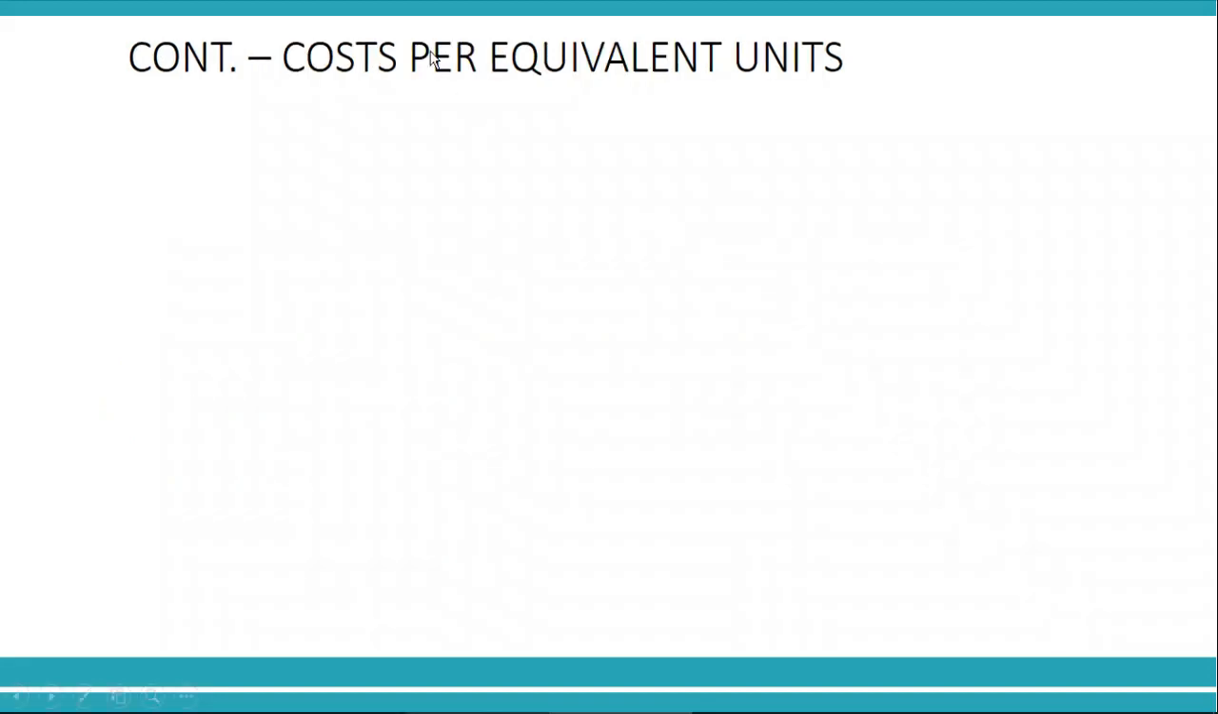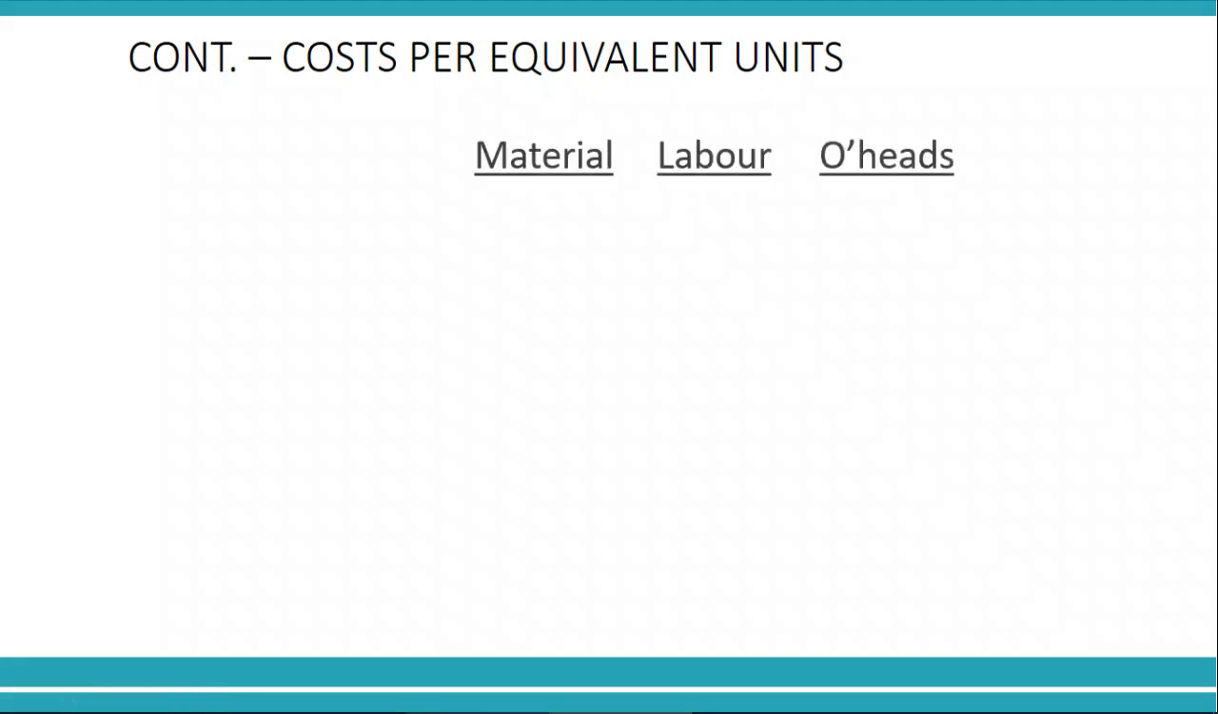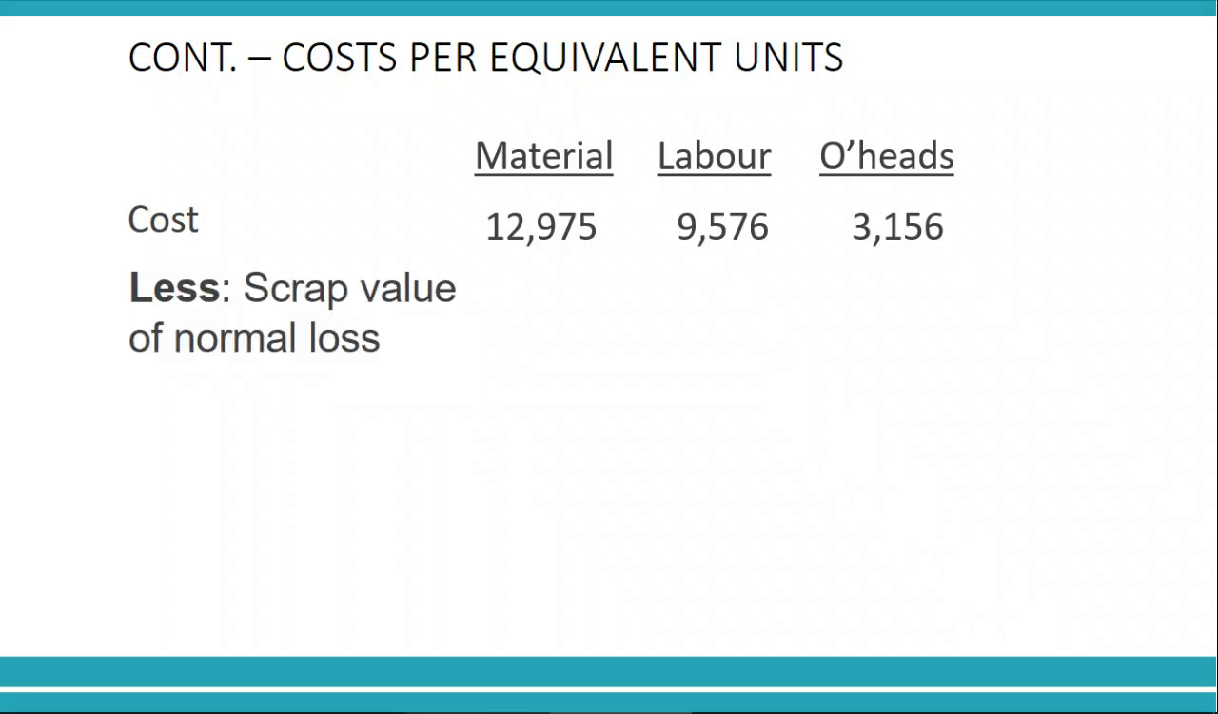And then we calculate cost per equivalent unit. So we've got material, labor and overhead. Our cost for material, labor, overhead was given in the question as 12,975, 9,000 and 3,000, and we divide it after subtracting the scrap value. First we need to subtract the scrap value from material. So the scrap value of normal loss, if you remember, was 150 units multiplied by $1, so $150. You will always subtract this with respect to material because you sold it, so you don't subtract it from labor or overhead.